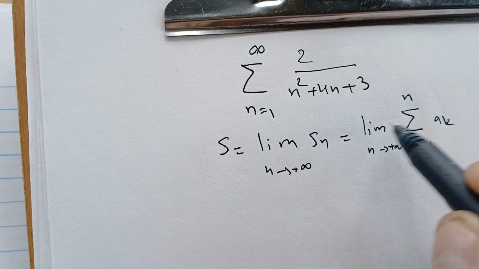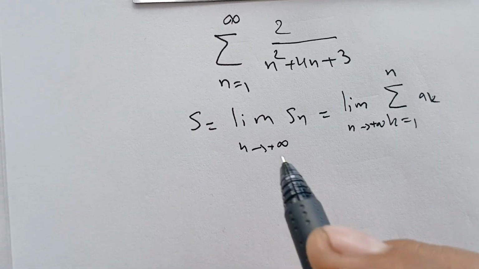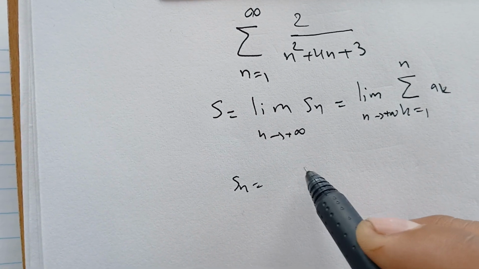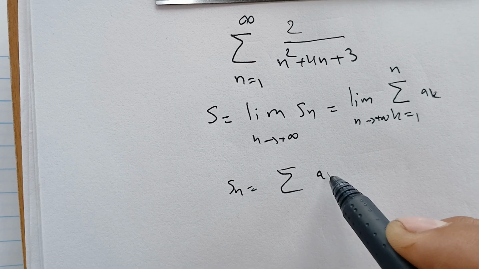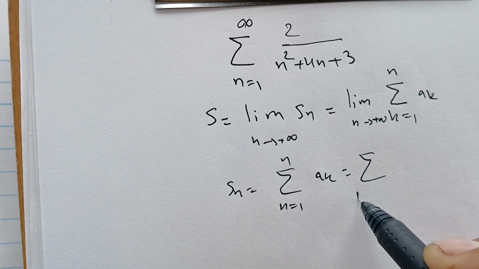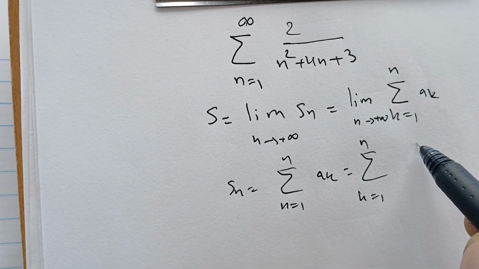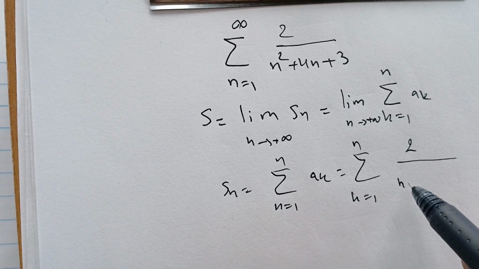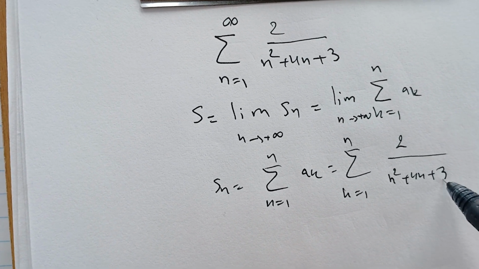So here the S_n is given by this. Now we're going to focus on this partial sum, the sum of a_k from 1 to n. Here our a_k is given by 2 over k squared plus 4k plus 3.